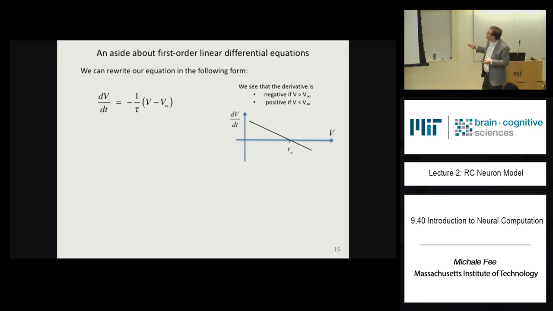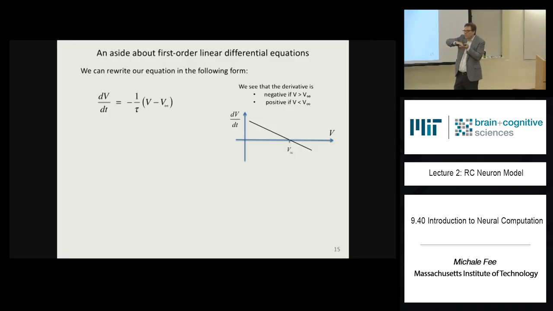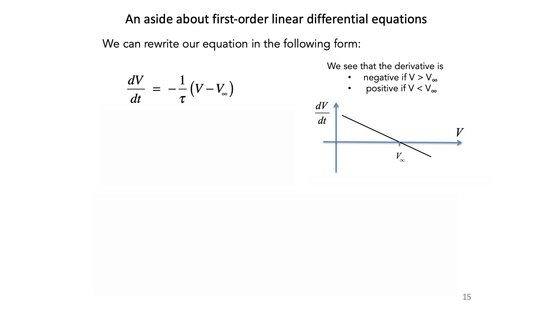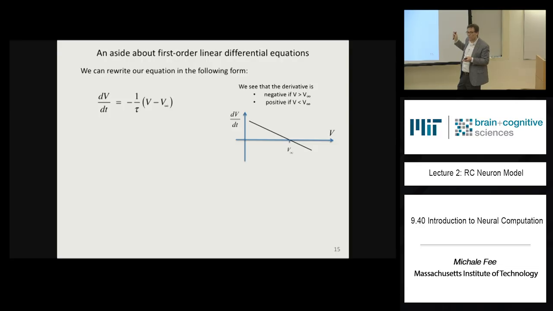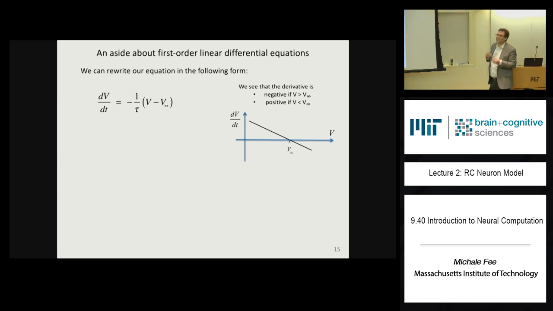When the voltage is below V infinity, the derivative is positive. So what is the voltage doing? It's approaching V infinity. If the voltage is greater than V infinity, the derivative is negative, so the voltage decreases, but it approaches V infinity. No matter where the voltage is, it's always approaching V infinity. If it's below, the slope is positive and it approaches V infinity. If it's above, the slope is negative and it approaches V infinity from above. Pretty cool, right? So V is always just relaxing toward V infinity.